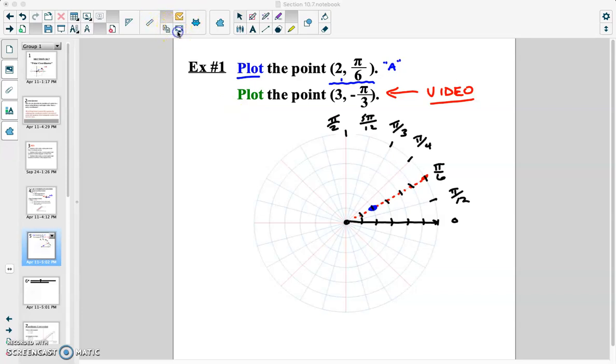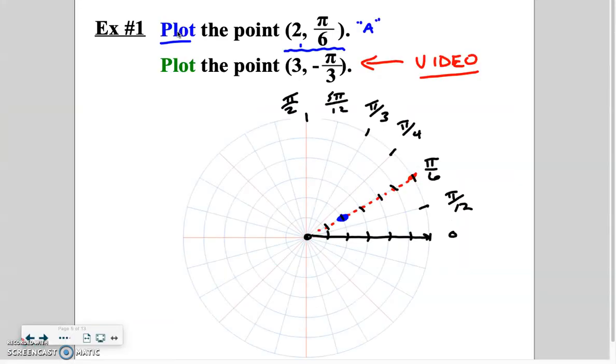All right, so guys, picking up where we left off. Now we are going to plot the point. I don't need my video reminder anymore. All right, but now we're going to plot the point. We're going to call it B, and it's going to be located at 3, negative pi over 3.